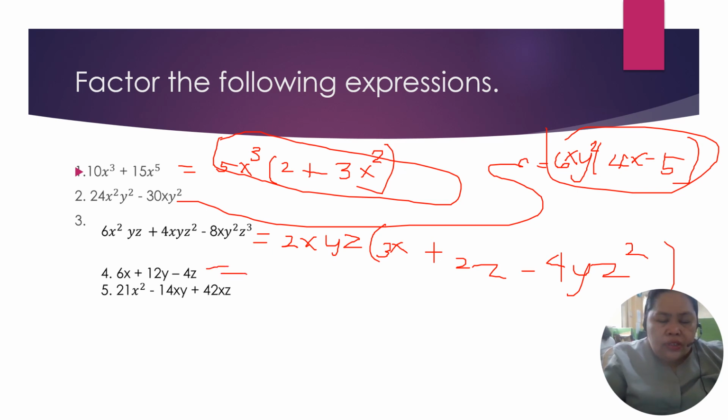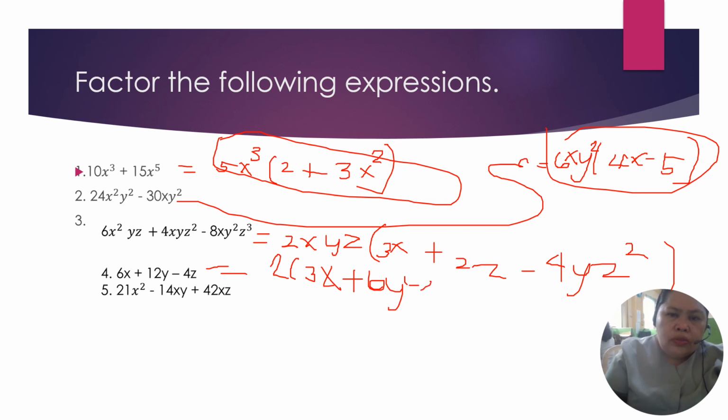Then the common is 6. Oh, my mistake, there is a 2 here. Of course, the GCF is 2. So we have 6 divided by 2. We cannot use 4, we can only use 2. So we have 3x plus 6y minus 2z.